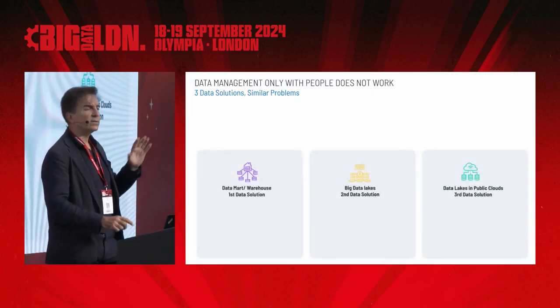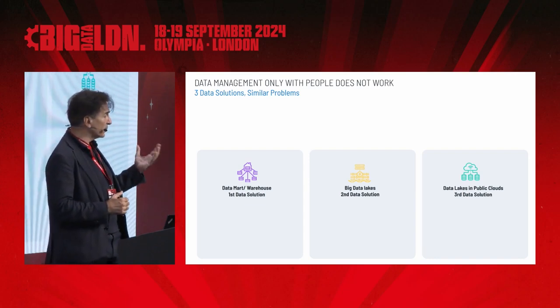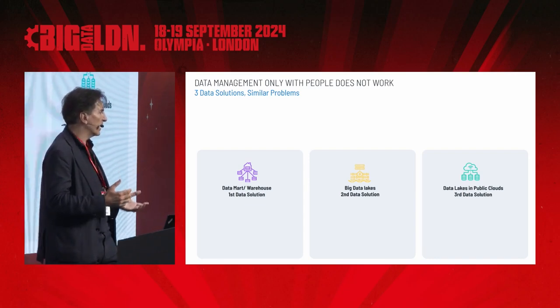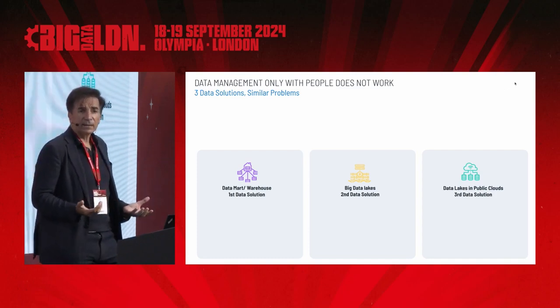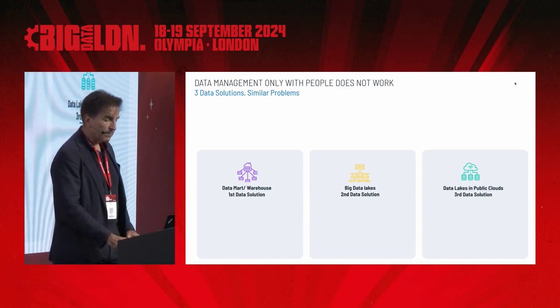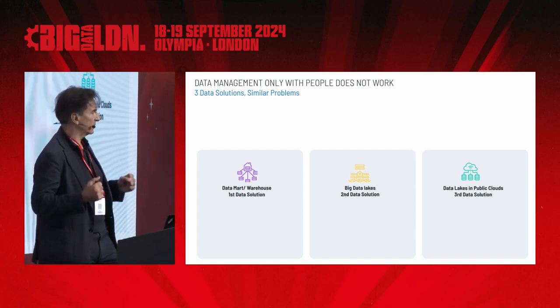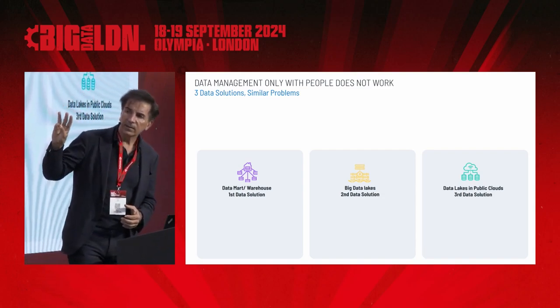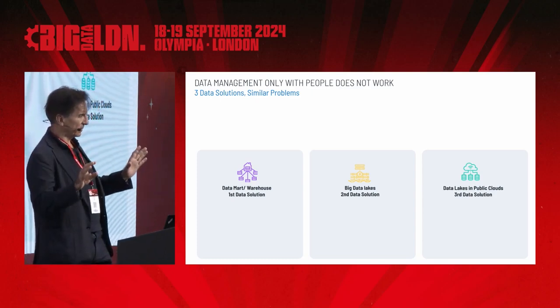Mainly, there are three solutions. We are managing data with data warehousing, on-prem, public cloud, whatever. We are managing data with big data lakes. And we are managing data with data lakes in the public clouds. So, three solutions. Three solutions with the same problems.